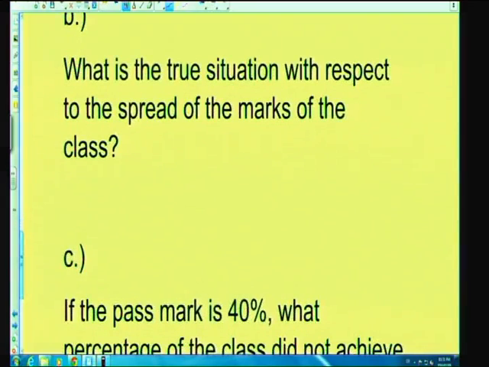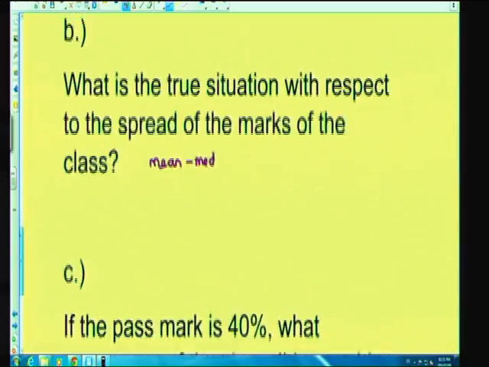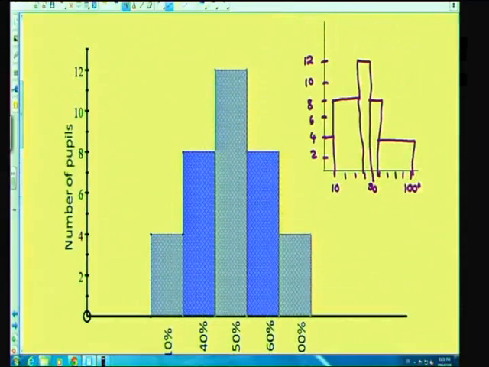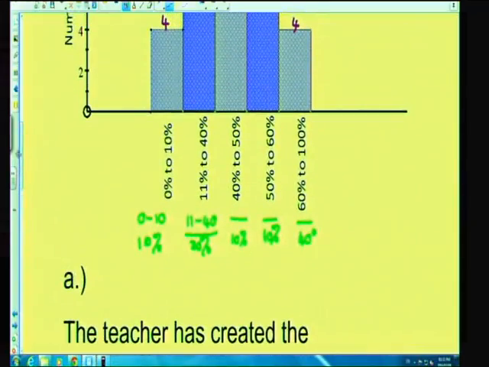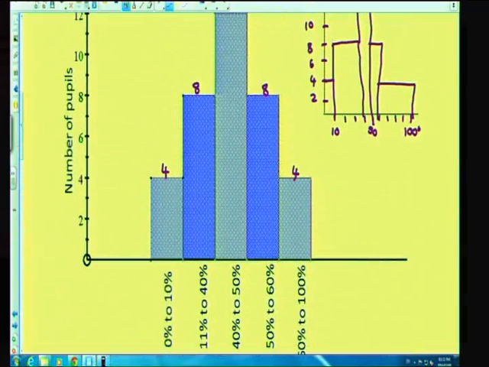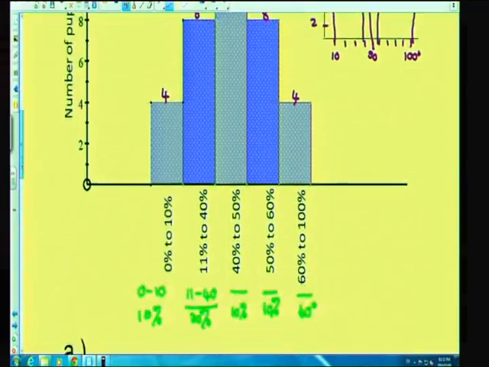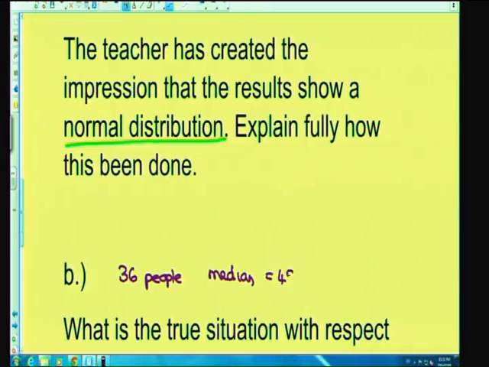Now remember, to do that, we can take the mean minus the median. Now you might say, how do we do that? Well, it's not too bad, because if we look over here, we have 4 people here, 8 people here, 12 people here, 8 people here, and 4 people here. So we have 20, 28, 32, 36 people in total. So there are 36 people, which means the median would be the 18th person. And where would my 18th person be? My 18th person would be in this division here. So it's between 40 and 50, so we can say 45%. We can take the middle point. So I would happily say 45%.